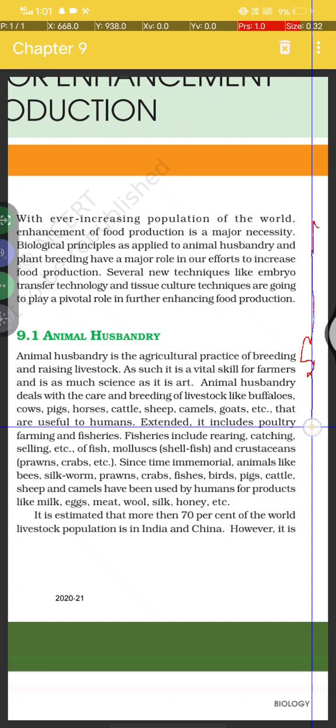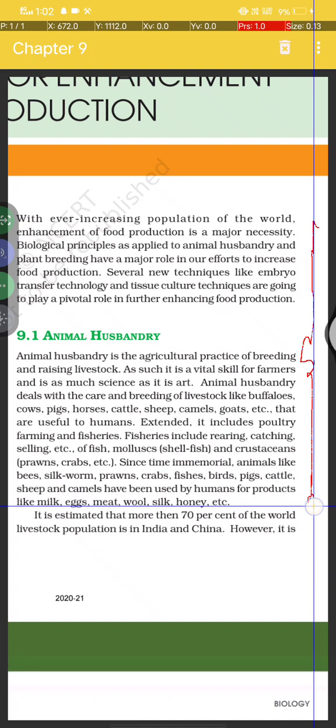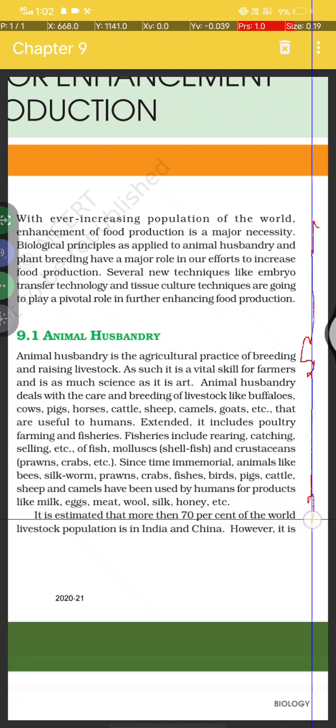It also includes poultry farming and fisheries. Fisheries include the rearing, catching, and selling of fish, mollusca, shellfish, and crustaceans like prawns and crabs. Since time immemorial, animals like bees, silkworms, pigs, cattle, sheep, camels, fishes, and birds have been used by humans for products like milk, eggs, meat, wool, silk, honey, etc. It is estimated that more than 70% of the world's livestock population is in India and China.